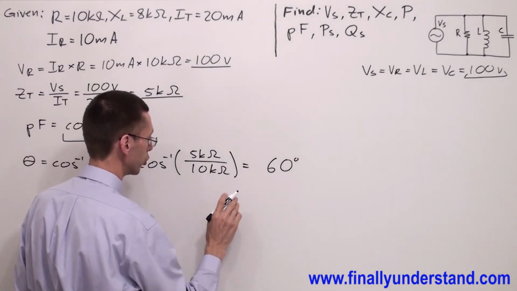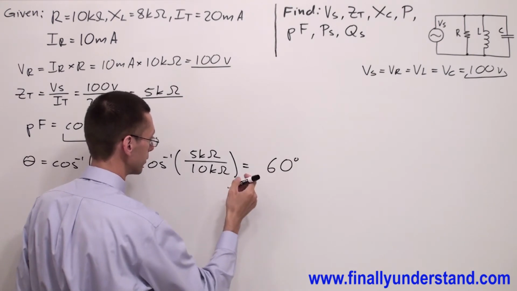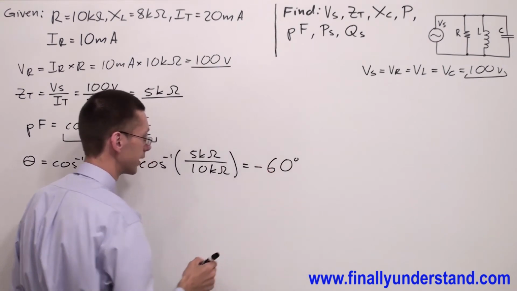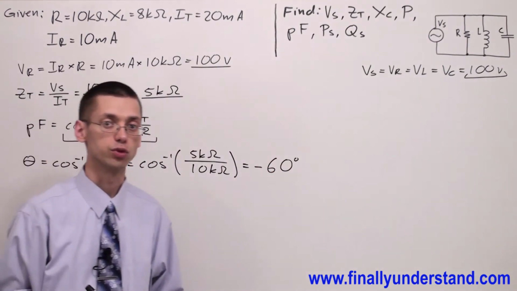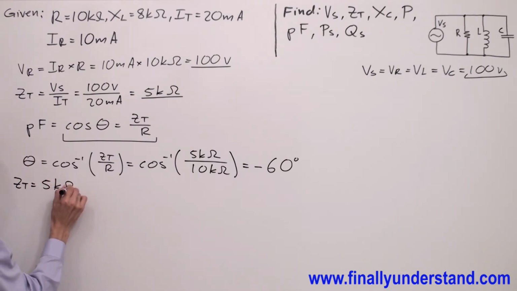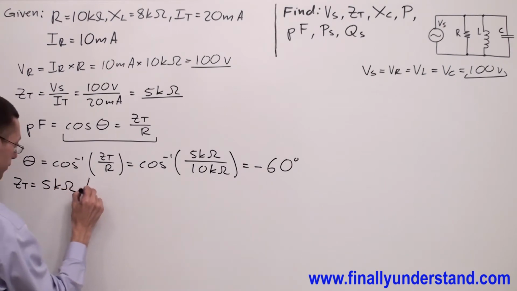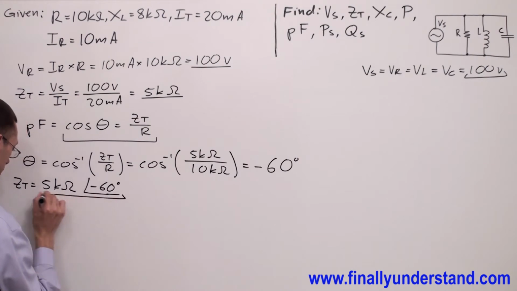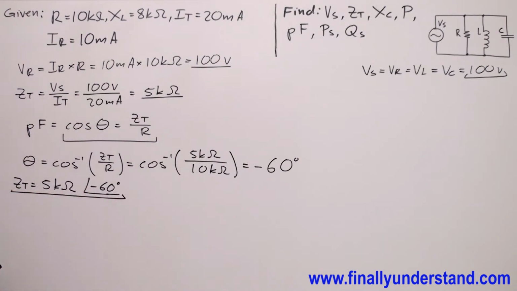So at this moment I'm going to assume that angle is supposed to be negative 60. Let's make this negative 60. We have to make the assumption, right? So what I'm going to do next, I'm going to simply write that Z total is equal to 5 kilo ohms and angle of negative 60 degrees. Don't forget that we assume the sign of the angle.